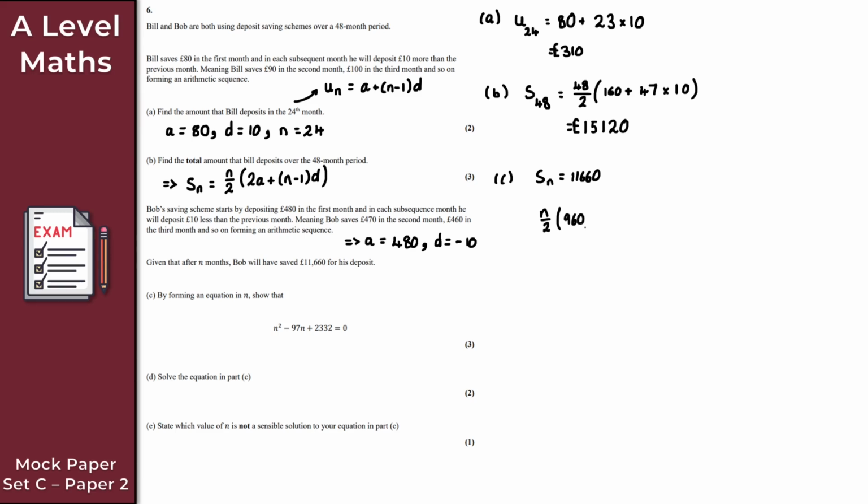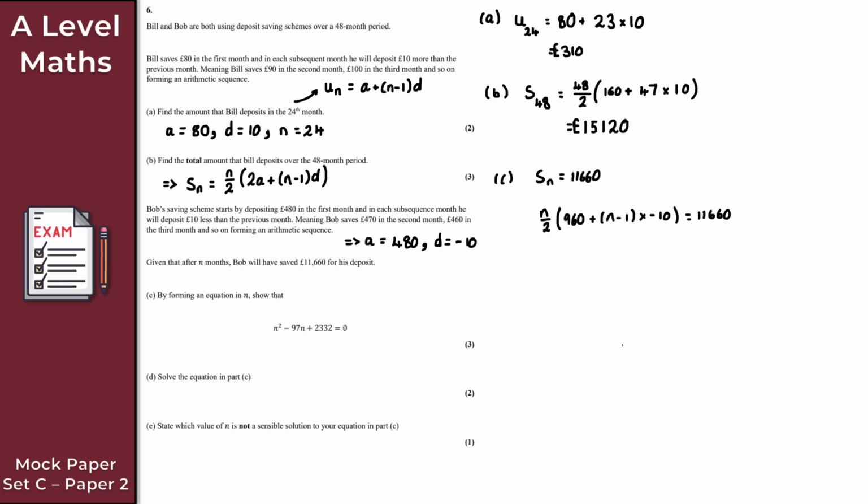We get 960 plus n minus 1, right? Because we don't know what n is, so just keep that as n. So plus n minus 1 times d, which is minus 10, so times by minus 10. And this is equal to this number here, 11,660.